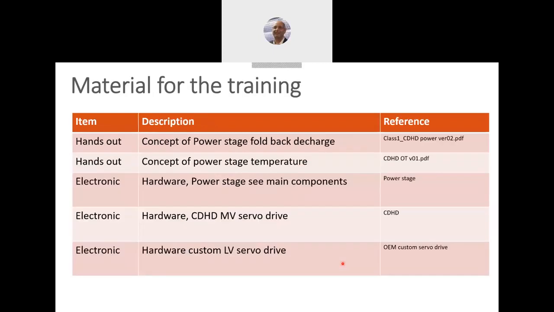Okay, the material for this training: there are 2 handouts I will show you. And I have some hardware, of which I took pictures. Usually when I do this with people, I put the hardware on the table and we go through the hardware.